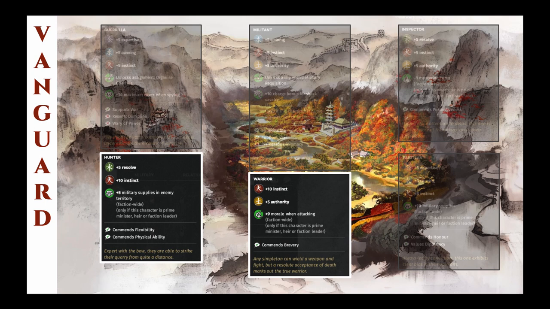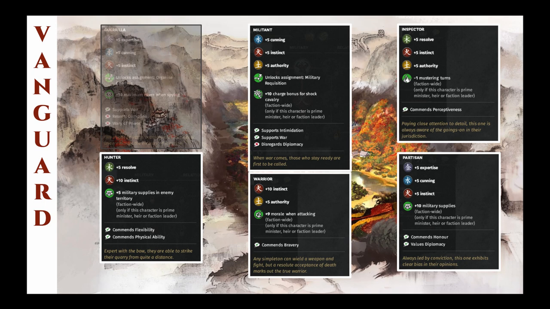Continuing to their faction-wide bonuses, we have the 5 backgrounds here. Although I have to say, Vanguards make for one of the worst Prime Minister, Heir, and Faction Leader roles, as their skill trees have very few bonuses for these roles. But regardless, let's quickly look through these. Starting with the Militant, which provides 10 charge bonus for Shock Cavalry. This is not great, but it's also not bad. And moving on quickly, we have Inspector, which lowers mustering turns by 1. This is pretty bad, as there are many other ways to gain much more mustering turns than this.